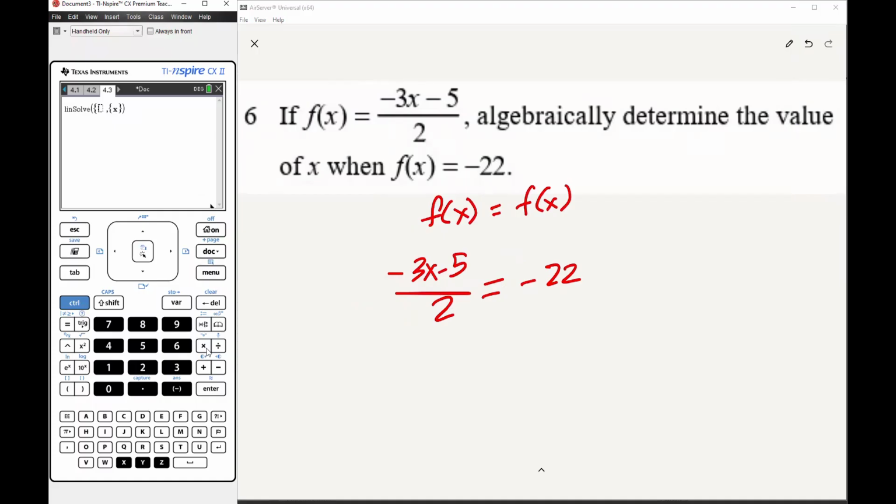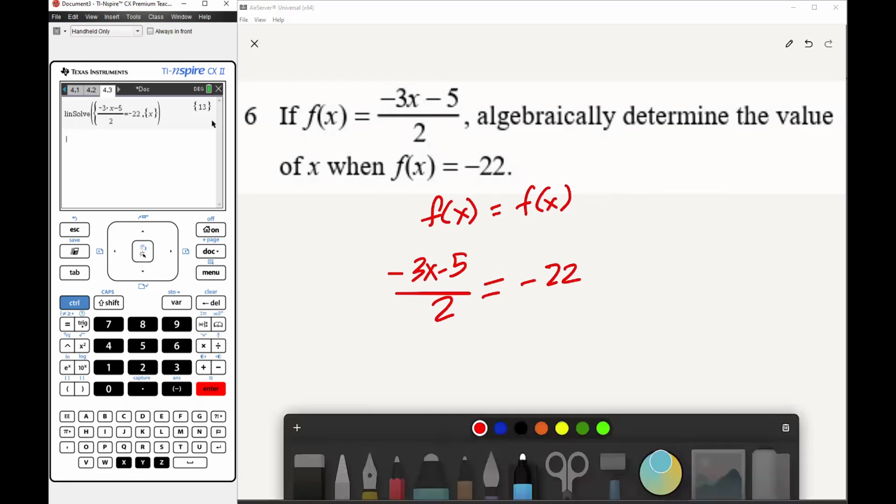So I need stack fraction. And then I'm going to type negative 3x minus 5 over 2 equals negative 22. Boom. It says x is 13. So that's the answer. I'm going to come over here and write that.